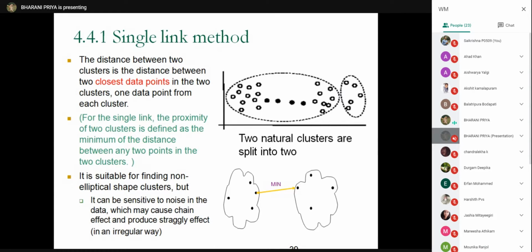Single link clustering is suitable for elliptical shapes, and the drawback of single link is that it is sensitive to noise in the data, and it may cause a chain effect. That means that since you are taking the minimum value, you may get more and more clusters.